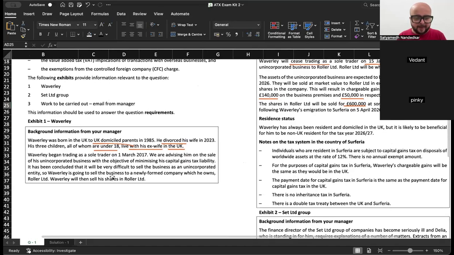इधर देखो। What does this information tell you? यहाँ देखो। All of his three children, all of whom are under 18, live with his wife in the UK. एक्स वाइफ है, करंट वाइफ नहीं है. If this person is his ex-wife but he has minor children who are under the age of 18, so he satisfies the family tie.